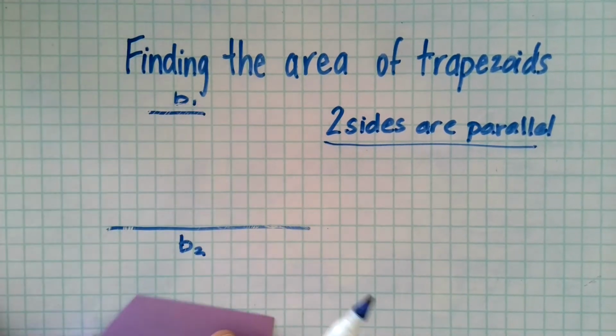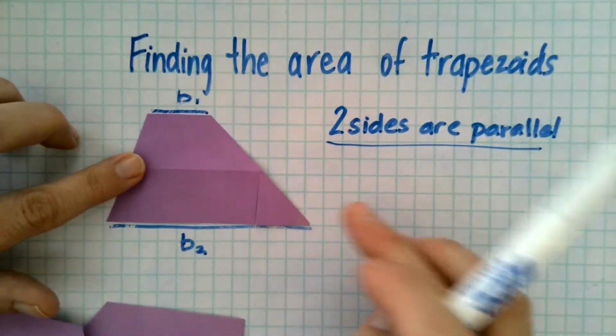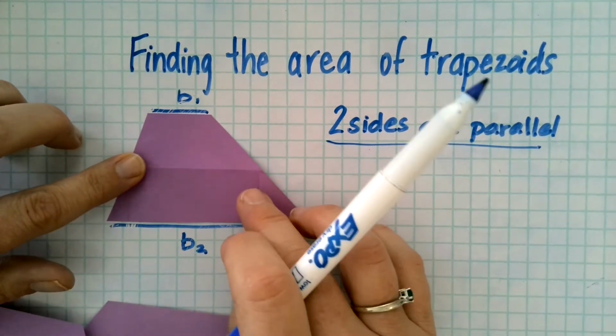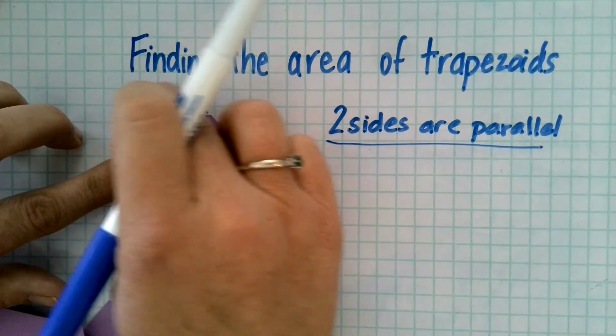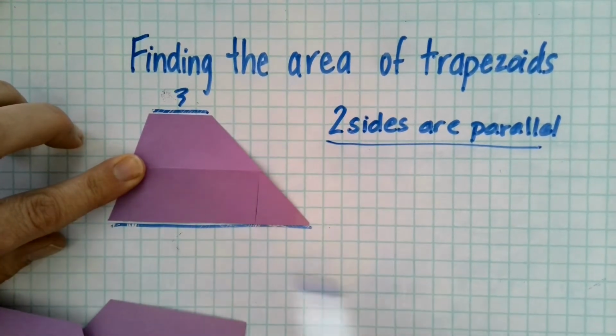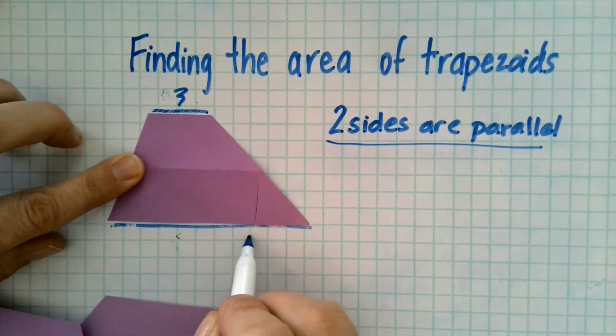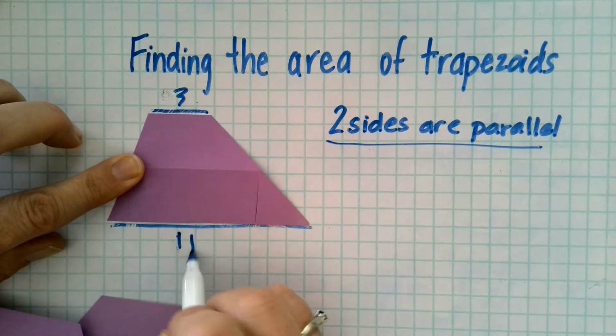So now here is the quick trick to find out the area of any trapezoid. But first, I want to show you the trick, okay? Let's say this base looks like it's about 3, and this base looks like it's about 8. Yeah, that's about 11.